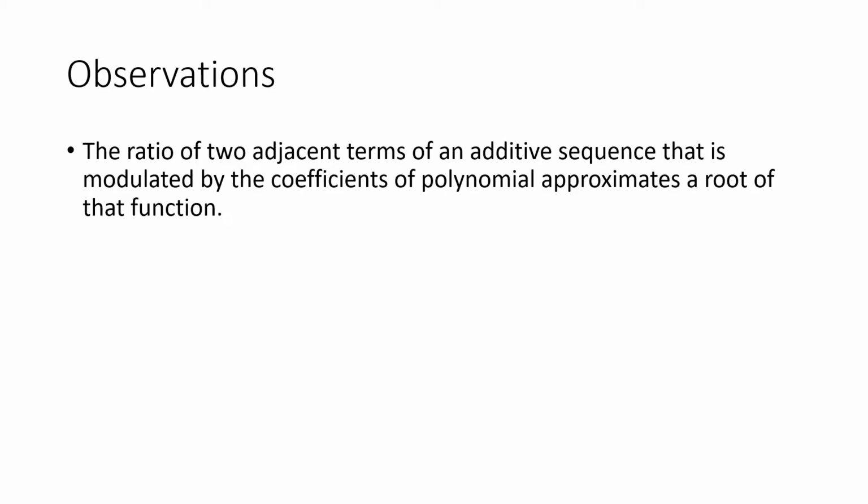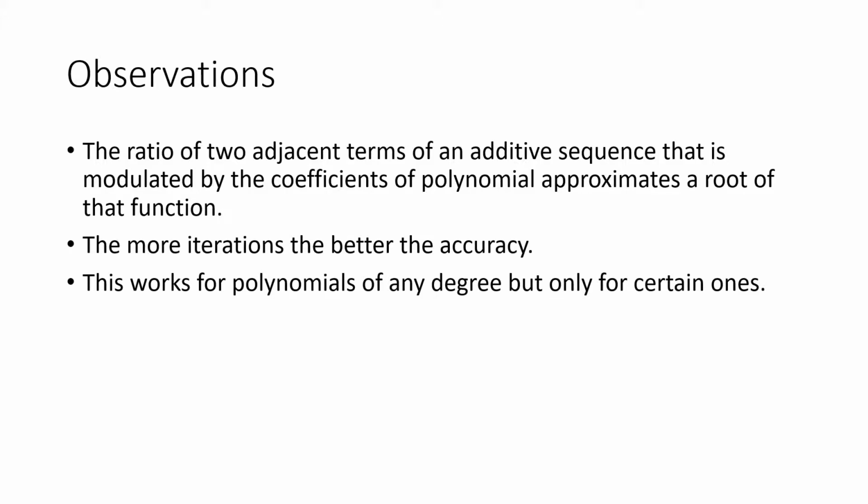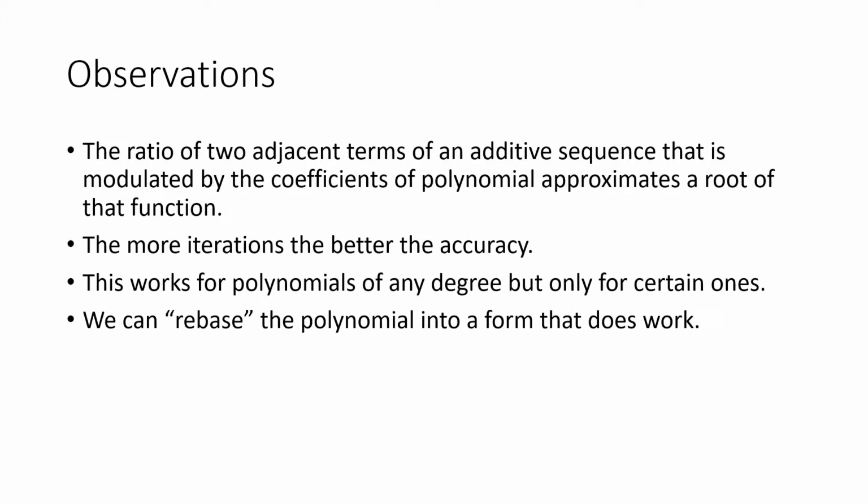Observations. The ratio of 2 adjacent terms of an additive sequence that is modulated by the coefficients of a polynomial approximates a root of that function. The more iterations, the better accuracy. This works for polynomials of any degree, but only certain polynomials. We can rebase the polynomial into a form that does work.